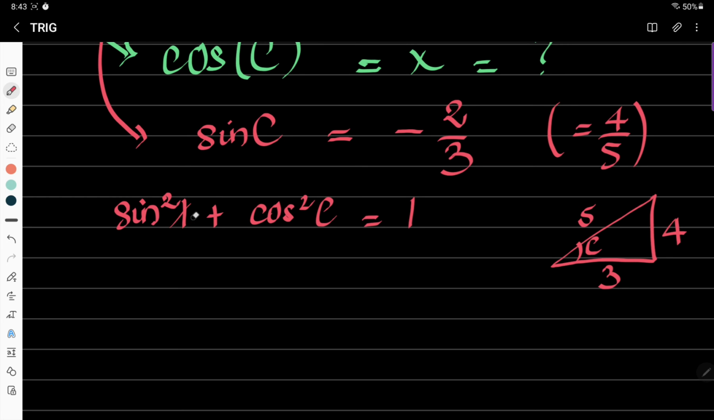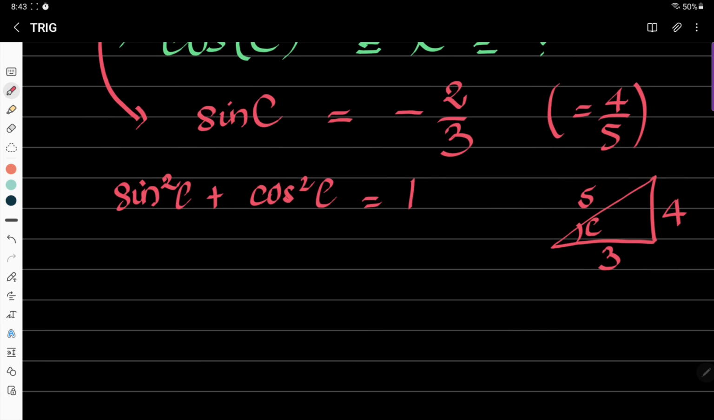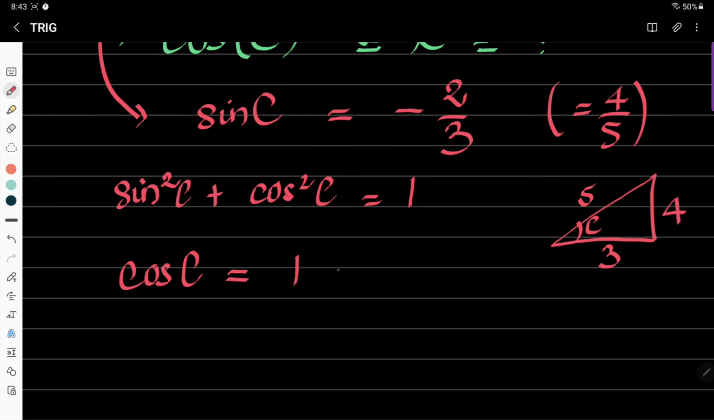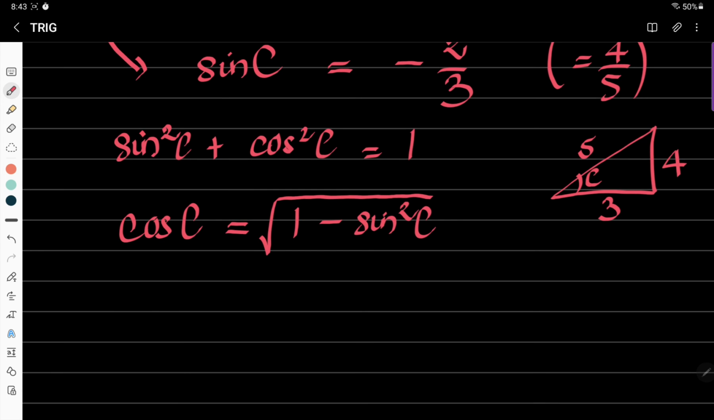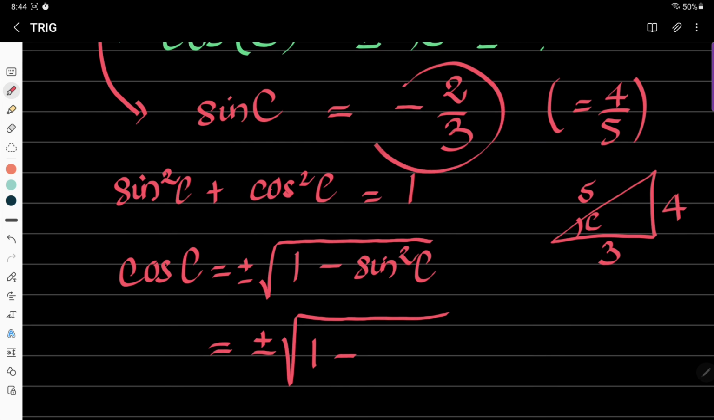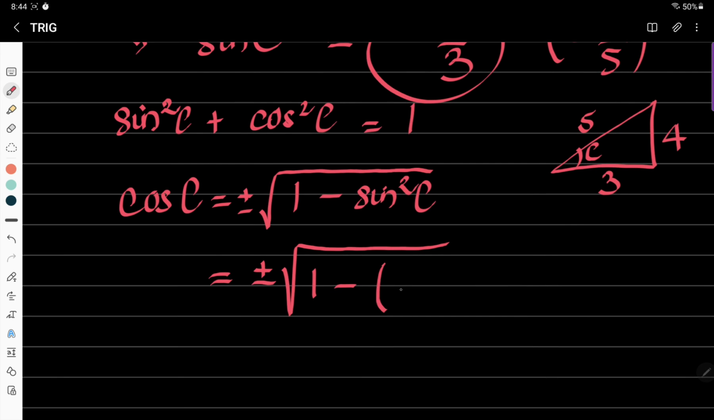So cosine equals what? Bring sine squared to the right, and then we take the square root. Square both sides. And remember, every time you take a square root, we have plus and minus. So we have cosine squared equals 1 minus sine squared. What is sine? We learned already, so we put it in here.